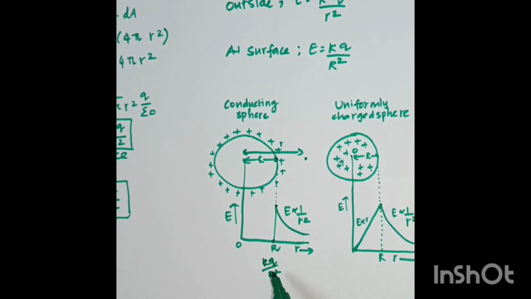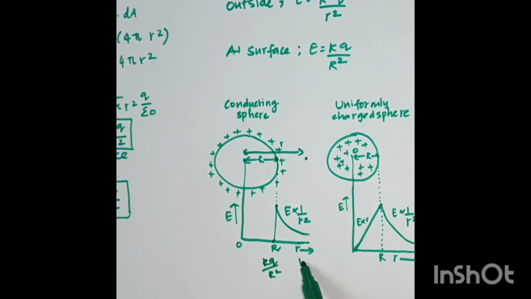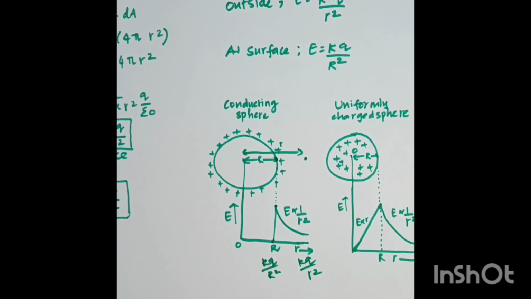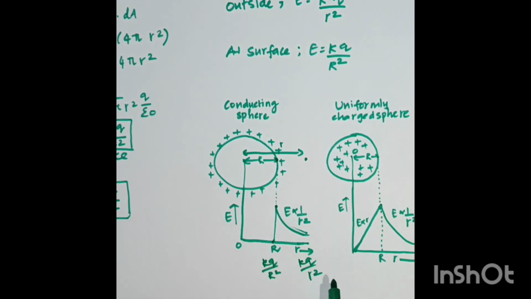Yes, KQ by capital R square. Then after that, the formula is KQ by small r square. So from this, I can write that electric field is inversely proportional to r square. So the graph is like that. Now let us see the case of the uniformly charged sphere.